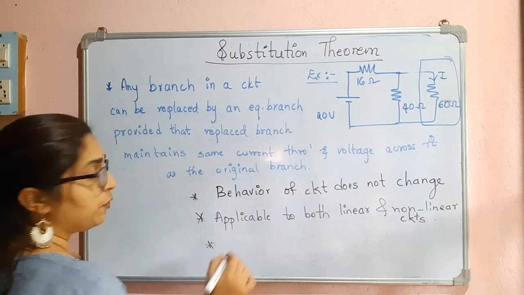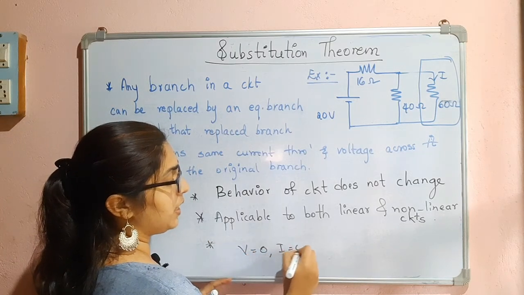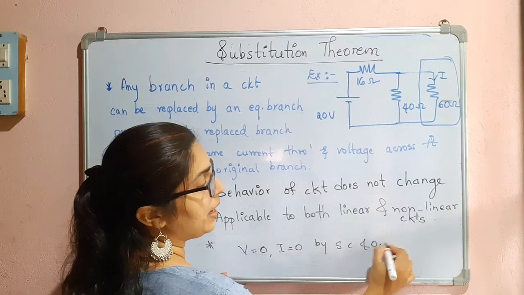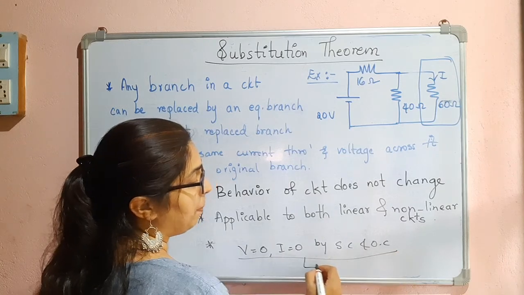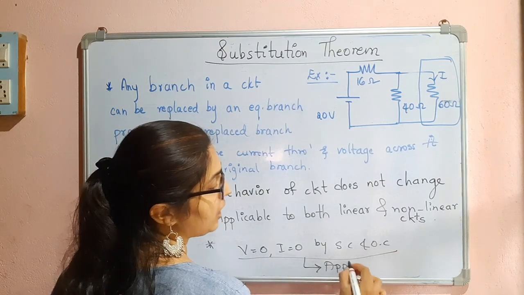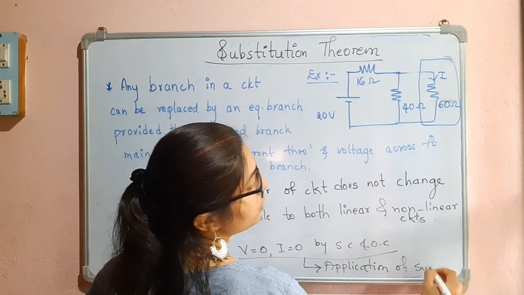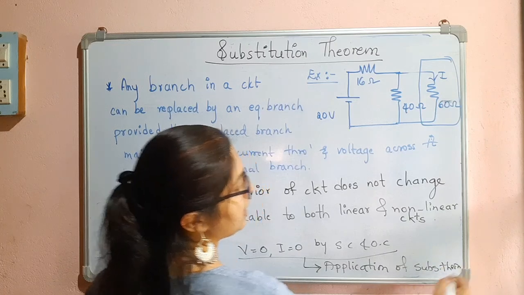So in bridge networks and the like, you will be substituting the branches where V is equal to 0 and I is equal to 0 by short circuit and open circuit branches respectively, right? This is also an example or application of the substitution theorem. So let us study this in detail by considering some examples.